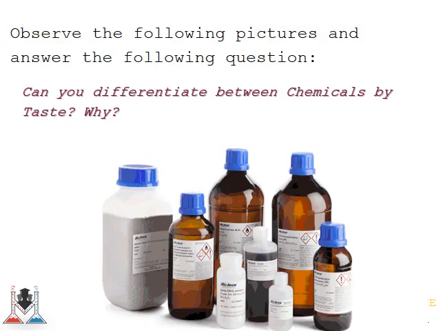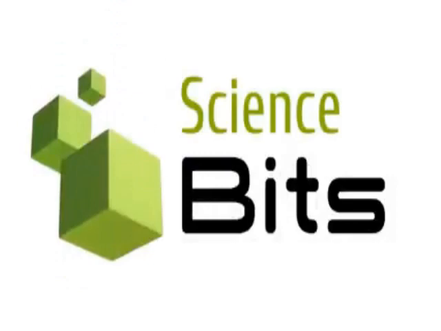Look at these pictures and answer the following question. Can you differentiate between chemicals by taste? Of course not. Why? Because chemicals may be poisonous, so we can't taste them. Now I am leaving you a video. Please watch it to understand what I said before.